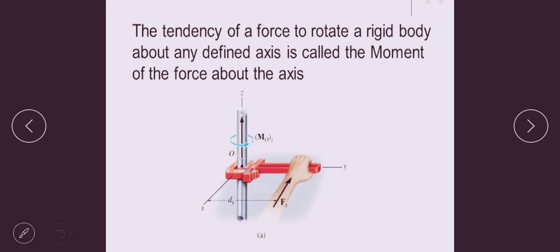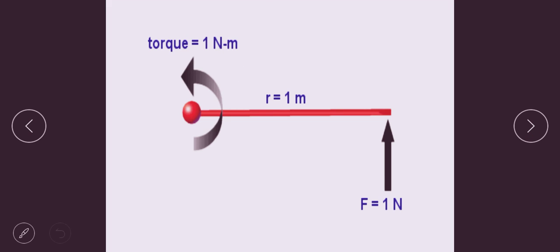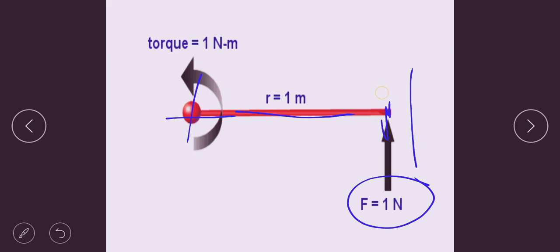So we can say the tendency of a force to rotate a rigid body about any defined axis is called the moment of the force about the axis. So if we want to measure the moment, simply take the value of force. Here I have taken the force of 1 Newton, by applying which I just want to rotate this object about this point.